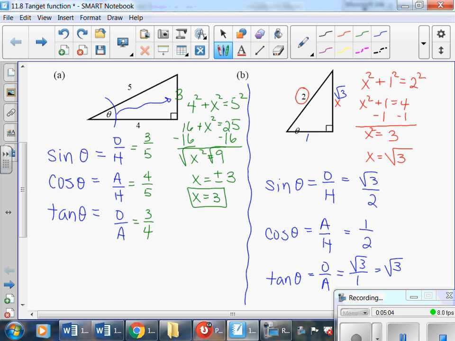Hopefully you're also looking at this and saying, hey, I know these numbers. What angle gives me a sine of radical 3 over 2 and a cosine of 1/2? We're going to talk about that in just a minute.